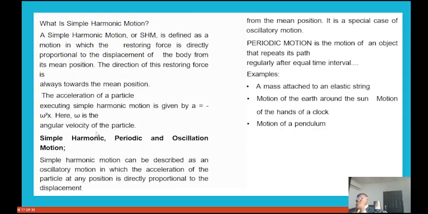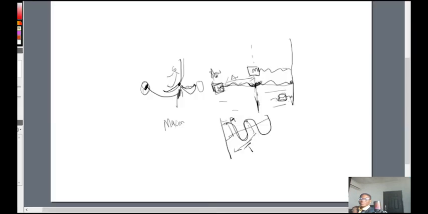And that's what this one was saying, that a simple harmonic motion is defined as a motion in which the restoring force, so there is a force that is always restoring it. Let's go to the board and put that there. There is a force that is always restoring this string back.